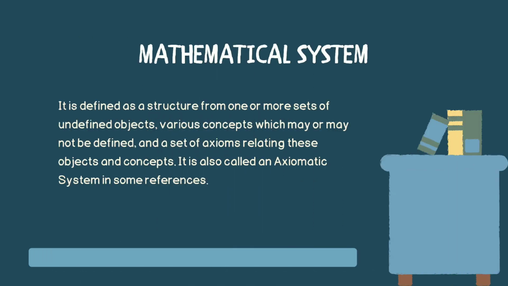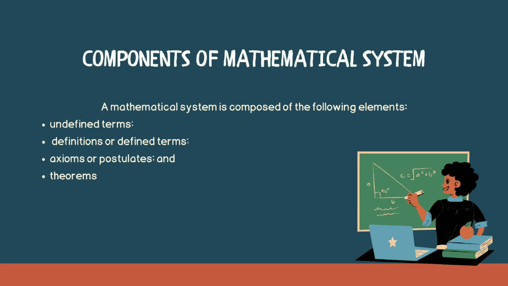So in geometry, we have the mathematical system. When we say mathematical system, it is defined as a structure from one or more sets of undefined objects, various concepts which may or may not be defined, and a set of axioms relating these objects and concepts. It is also called an axiomatic system in some reference. There are components of mathematical system, which are the undefined terms, definitions or defined terms, axioms or postulates, and theorems.